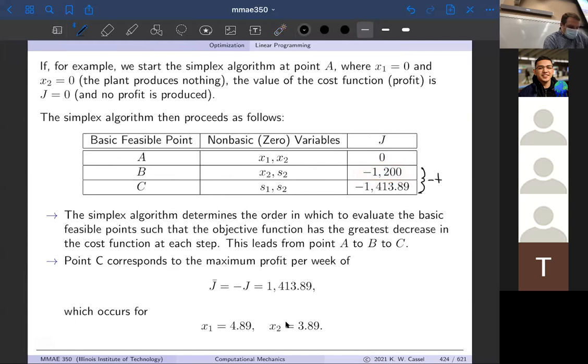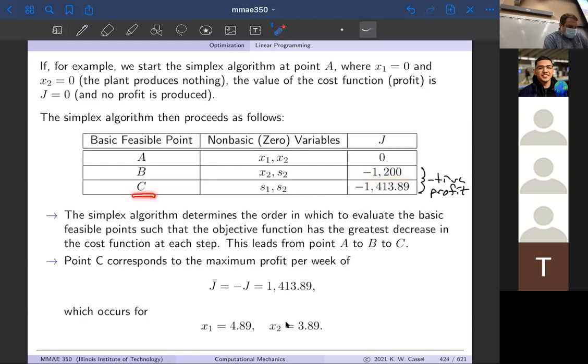So this is negative profit. Actually, the more negative the J is, the better, because the more negative the J is, the more positive J bar is, and that's maximizing the profit. Okay, so it's going in the right direction. I've decreased J from 0 to minus 1200.